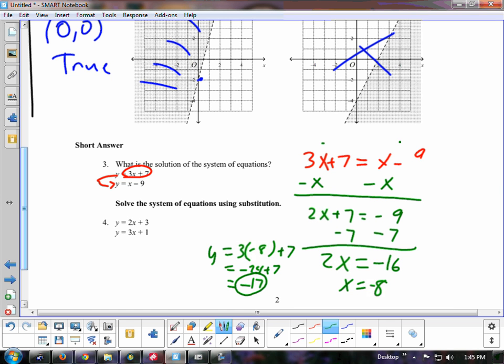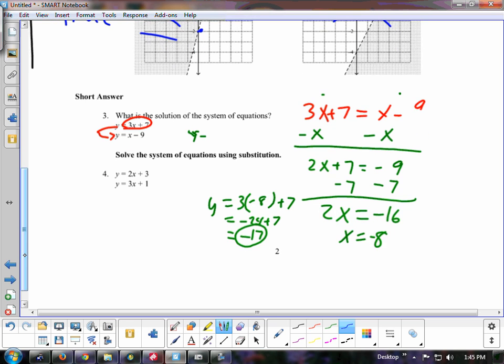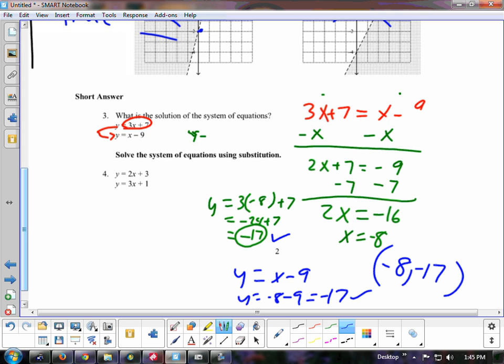Okay, and let's check the other one. Y equals x minus 9. So y equals negative 8 minus 9, which is also negative 17. Checked. And my answer is negative 8, negative 17.